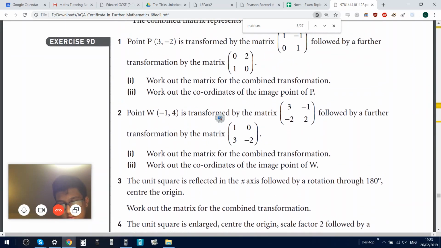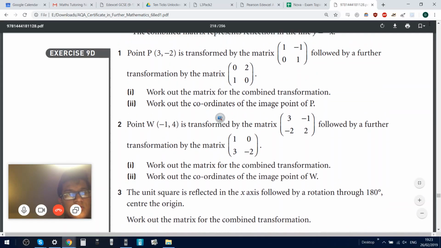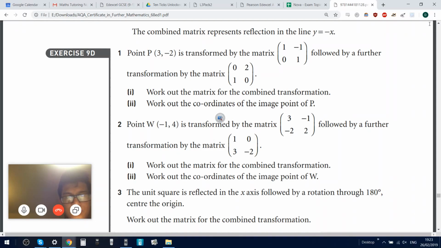Combined matrix. Okay. Let's see. So, okay. So, are any of these worth doing? Should we say try 2? Okay.